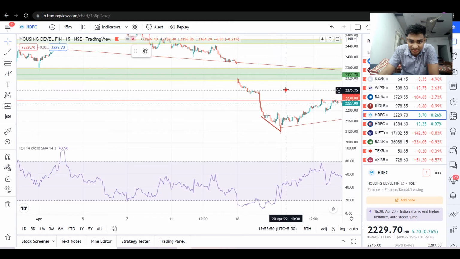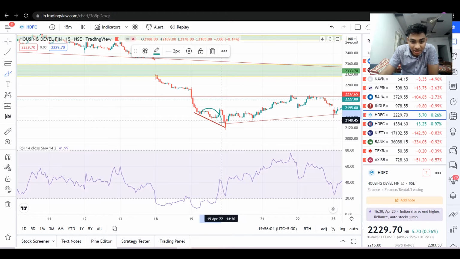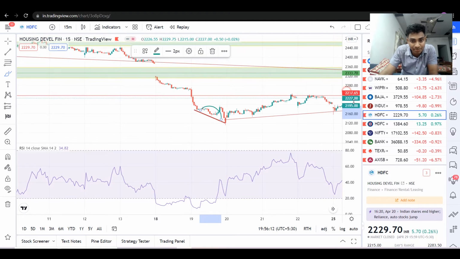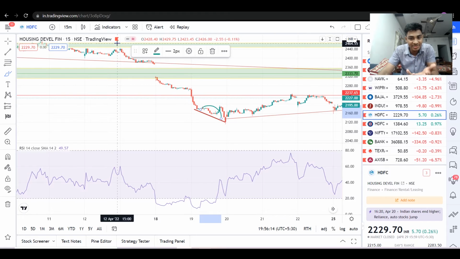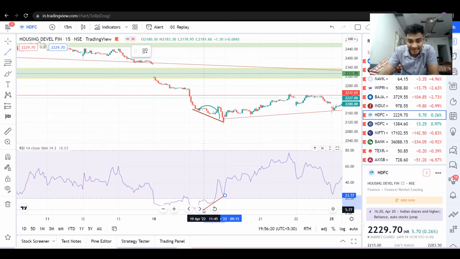Now in HDFC, if you just see on 19th April, the price was around 2175 and the RSI value is approximately 15. Similarly, when the price started falling, or I would say when the price started forming lower highs, the RSI value over here is 23, which clearly says that the price is falling, but the momentum is gradually increasing. So this is again a divergence. You can see over here, the momentum has been increasing, right?